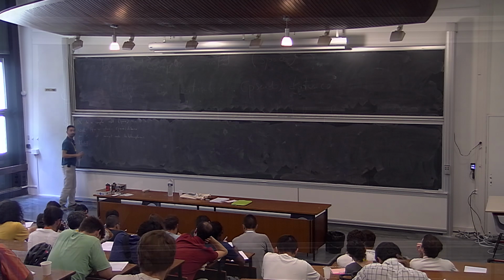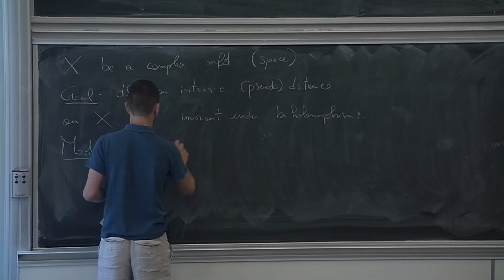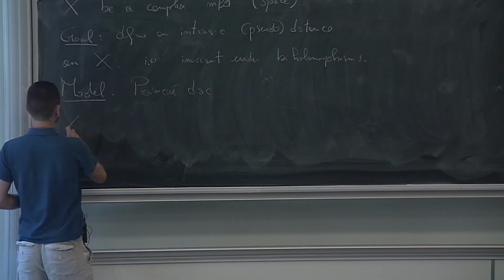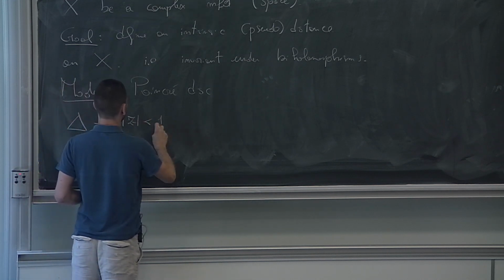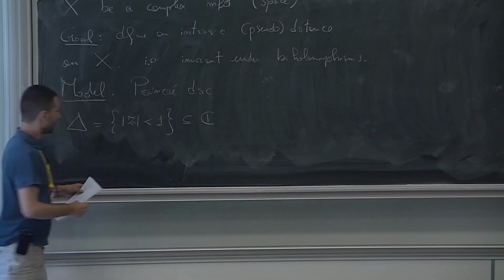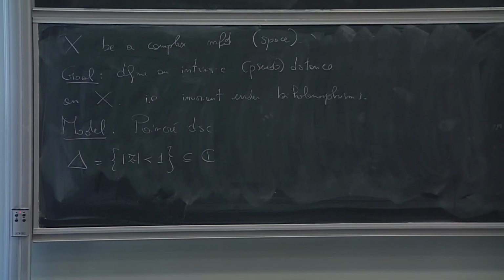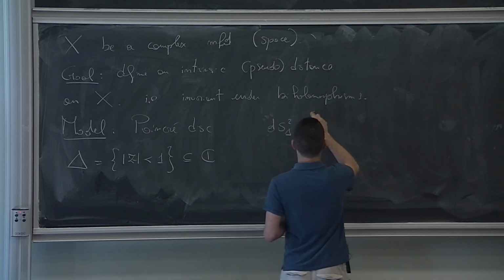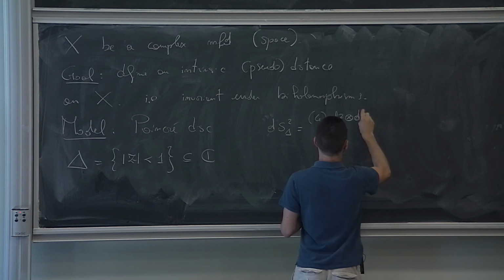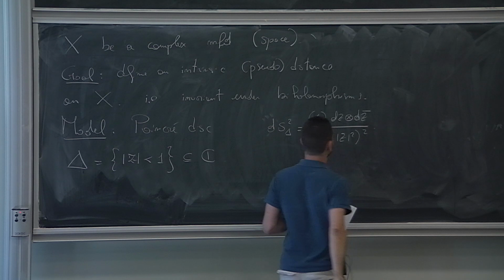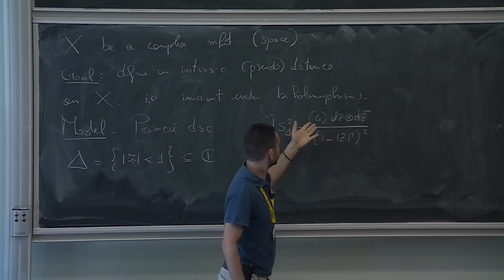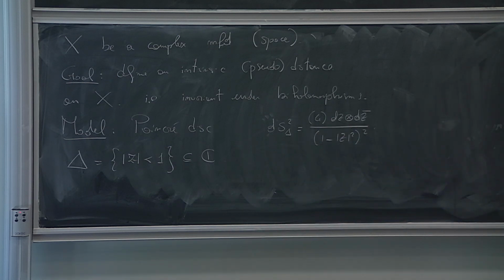The model for this is the Poincaré disk. Delta is just the set of complex numbers of modulus less than 1. On this disk I can define a Riemannian metric, in the sense of a Hermitian metric in the sense of differential geometry, which is the Poincaré metric, defined as follows. I put this 4 here, which often you don't find in the literature. It depends on whether you want the disk to have constant curvature equal to -1 or -4.